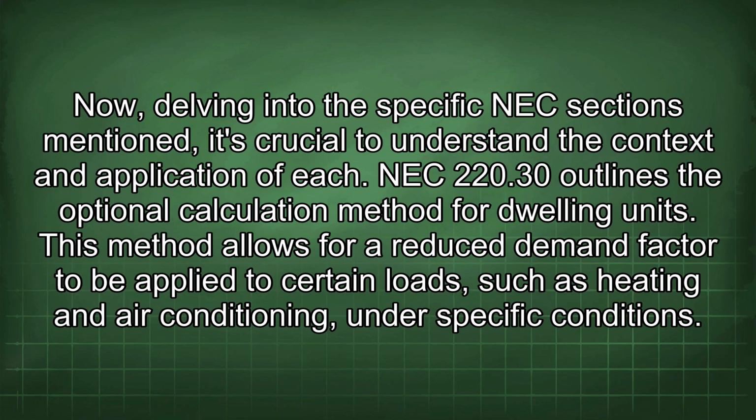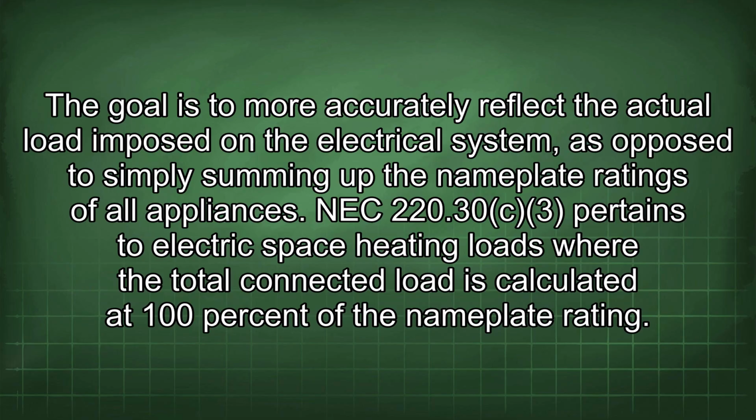Now, delving into the specific NEC sections mentioned, it's crucial to understand the context and application of each. NEC 220.30 outlines the optional calculation method for dwelling units. This method allows for a reduced demand factor to be applied to certain loads, such as heating and air conditioning, under specific conditions. The goal is to more accurately reflect the actual load imposed on the electrical system, as opposed to simply summing up the nameplate ratings of all appliances.